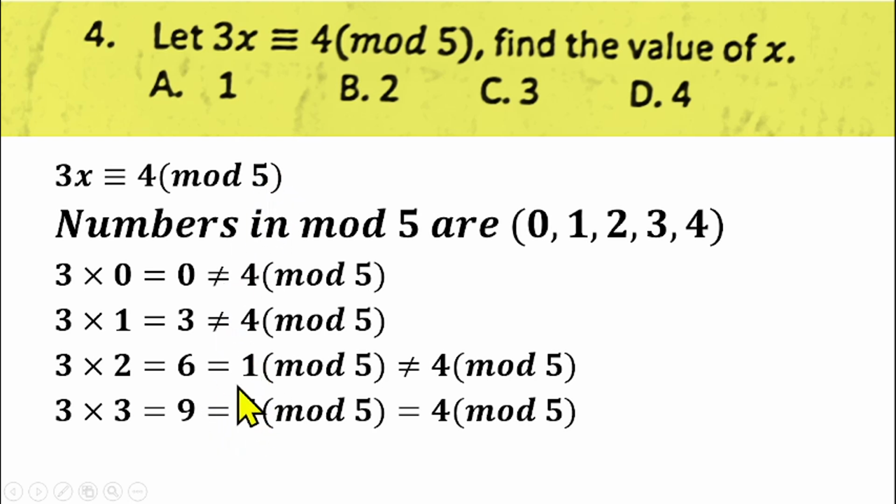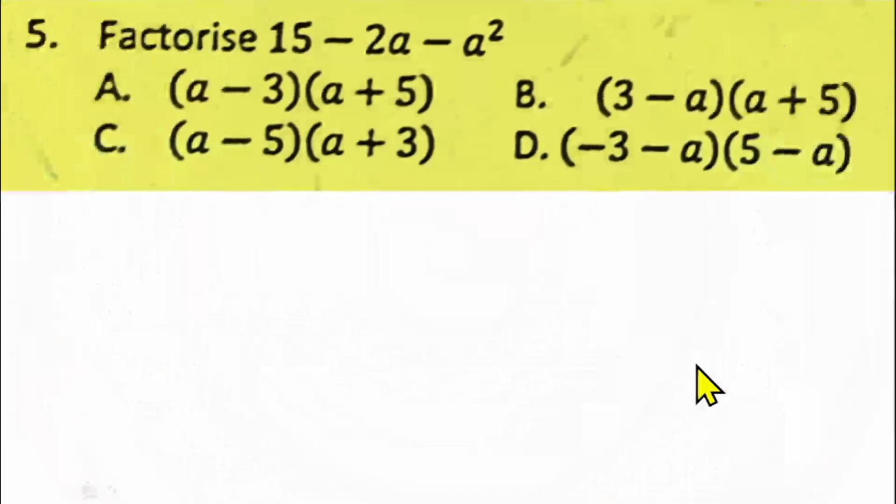So we have to write the remainder, which is 4 here. And 4 is equal to the 4 we are looking for in mod 5. So that means our answer, our x, is this 3 that we used to multiply 3. So our answer is 3 here, which makes option C the right answer for question number 4. So the answer is C.